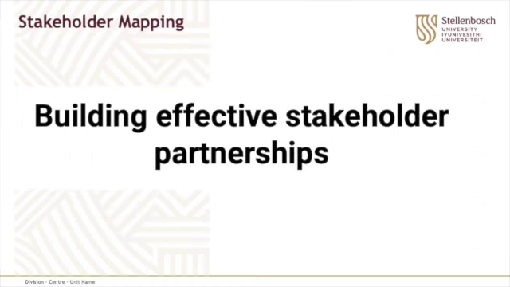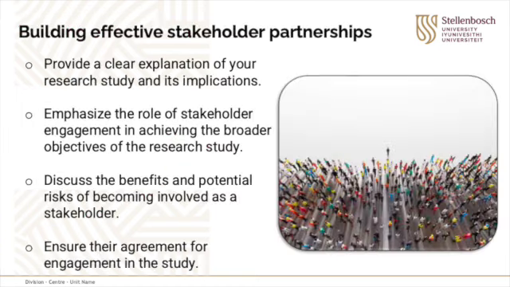And then finally, the third element is building effective stakeholder partnerships. In all your interactions, when you're mapping your potential stakeholders, it's really important for you to provide a clear explanation of your study and its implications. You need to emphasize the role of stakeholder engagement in achieving the broader objectives of your research study. This could include, for example, incorporating the lived experiences of affected people, improving service delivery, influencing community level knowledge and behaviours, enhancing practice and contributing to policy reform.